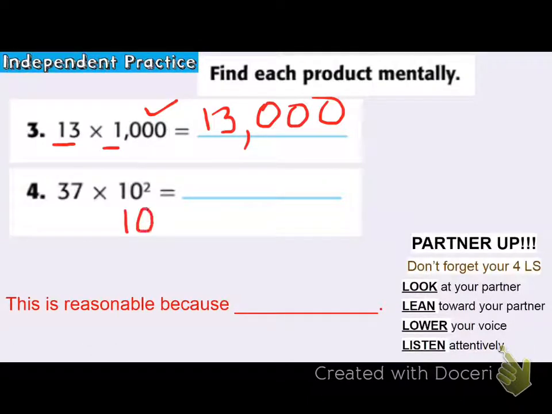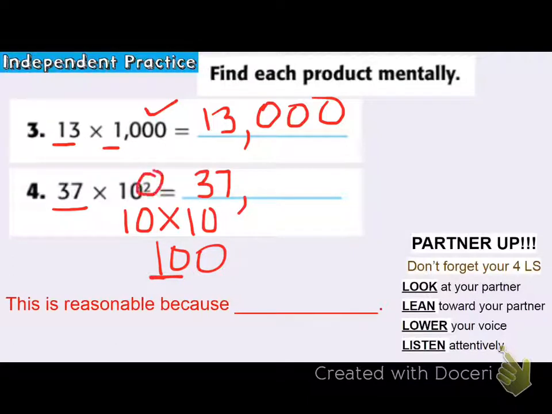Okay, 10 to the second power, or 10 squared, is 10 times 10, or 100. So multiply those factors. Step 1, 37 times 1, 37. Count those factors, or look at the exponent. Oops, I don't need that comma there, sorry. And I know that there's 2 zeros.